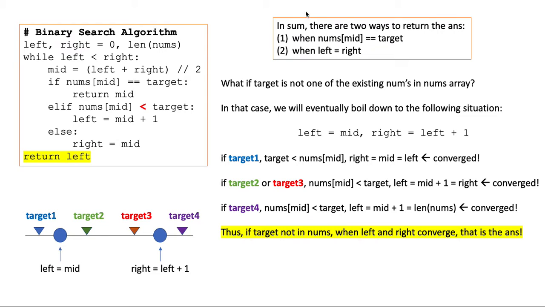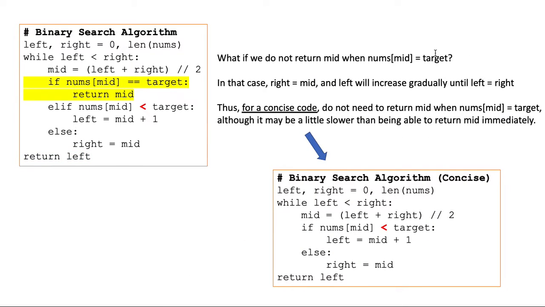In summary, there are two ways to return the answer. First, when nums[mid] is the target. Second, when left equals right. One interesting question is, what if we do not return mid when nums[mid] is the target? In that case, right will become mid first, and left will increase gradually until they converge. In that situation, we will still be able to return mid through left, but just a little bit slower. However, the code is a lot more concise.